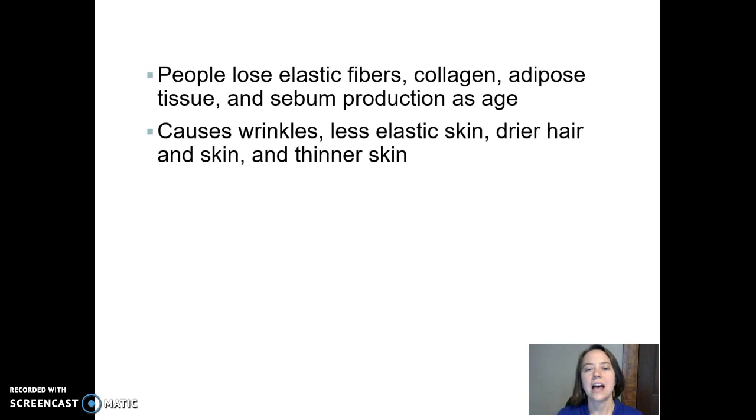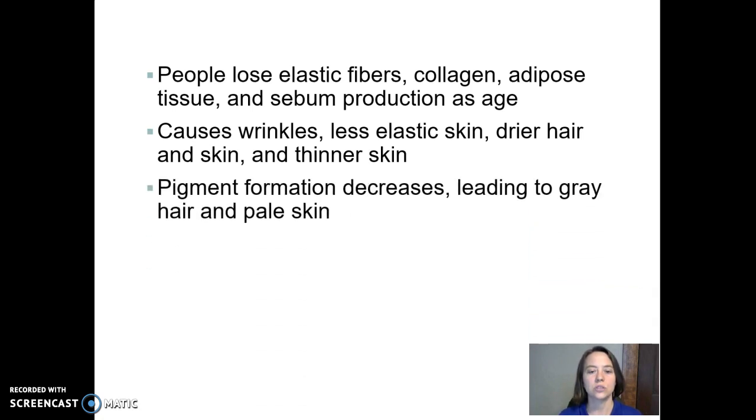So as you lose elastic fibers, well, obviously your skin is going to become less elastic. As you can see, when you do that, your skin will jump back into place. As you get older, it doesn't spring like that. As you lose collagen and adipose tissue, your skin is thinner and more fragile, and that will cause wrinkles. And as the sebum production goes down, you get drier hair and skin. And also thinner skin because you're losing some tissue.